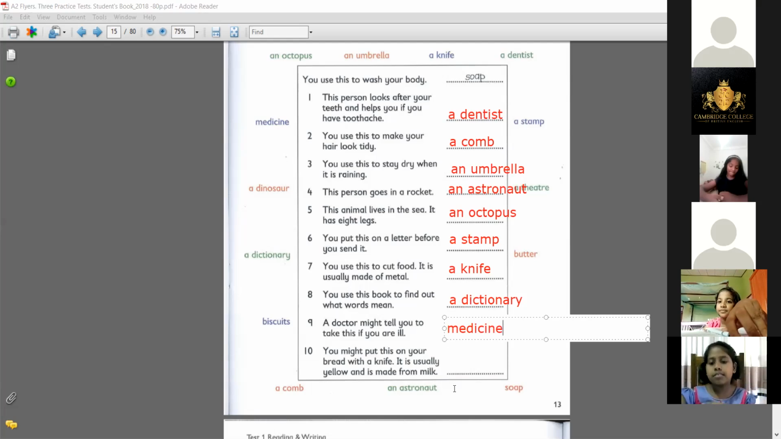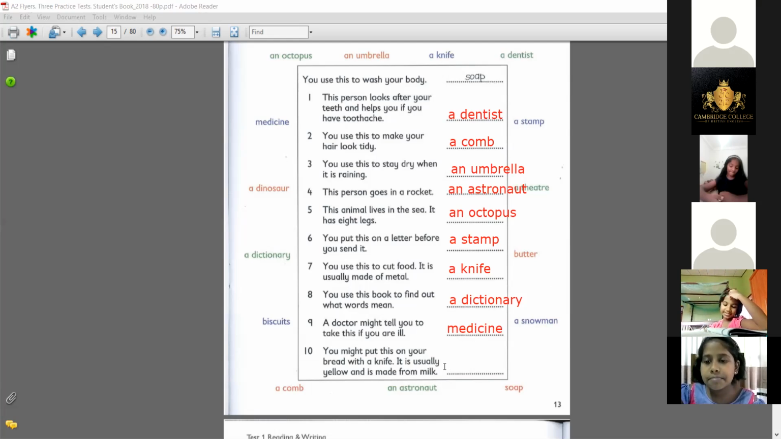Medicine. Last one, you might put this on your bread. Butter. With a knife. It's usually yellow butter, and it is made from milk. Butter. So these are the answers. You can see the answers here.